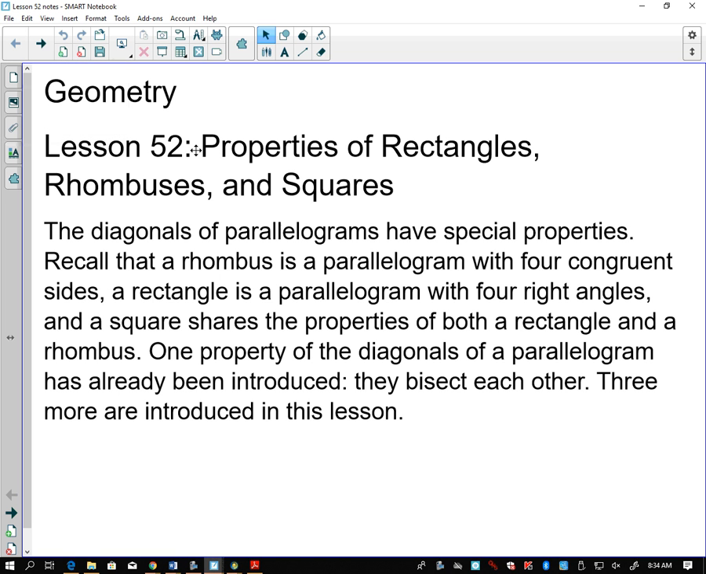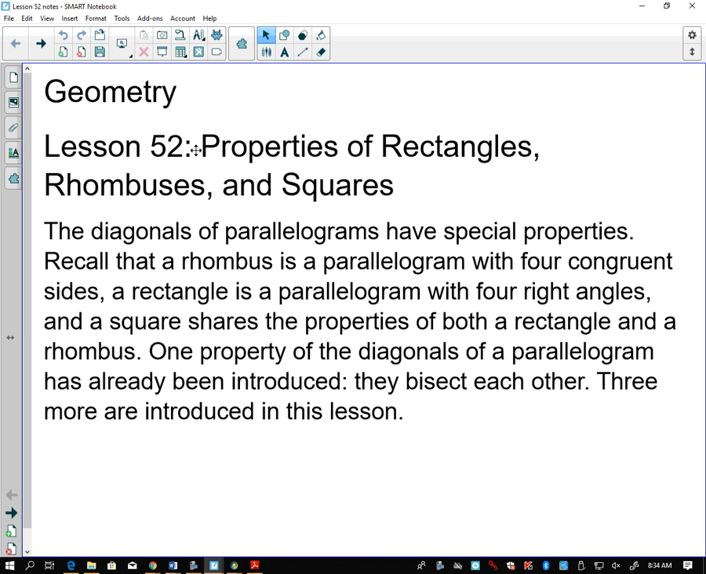All right, lesson 52, properties of rectangles, rhombuses, and squares. So we're talking about special parallelograms. Everything we're talking about fits inside those four parallelogram rules, right? But we're going to talk about what makes rectangles separate from rhombuses, rhombuses separate from squares, those types of things. What do they have that are similar? What do they have that are separate and different?